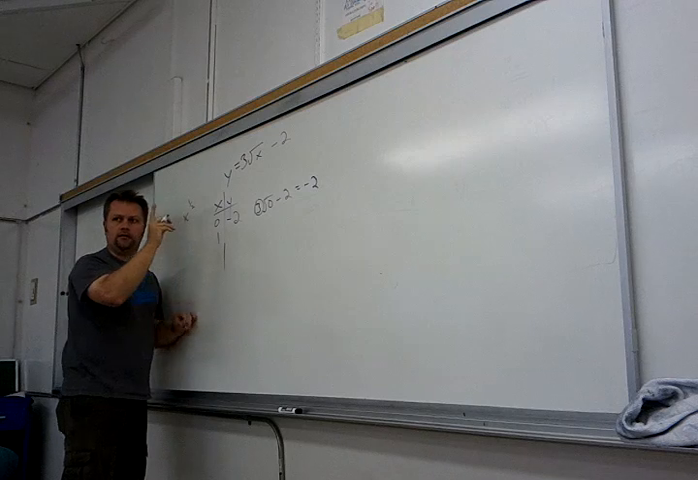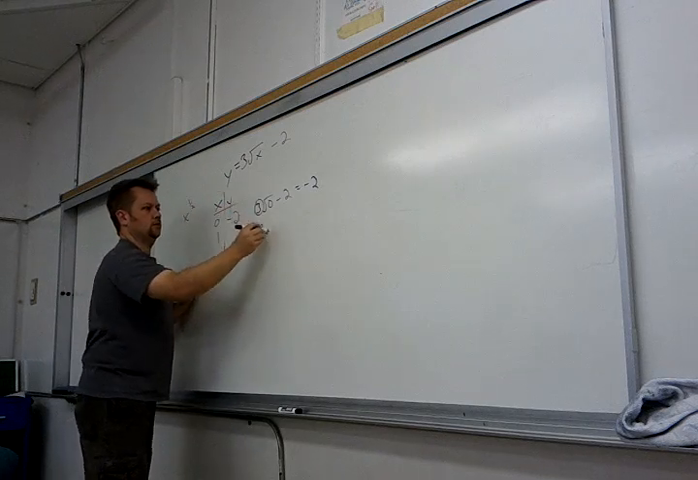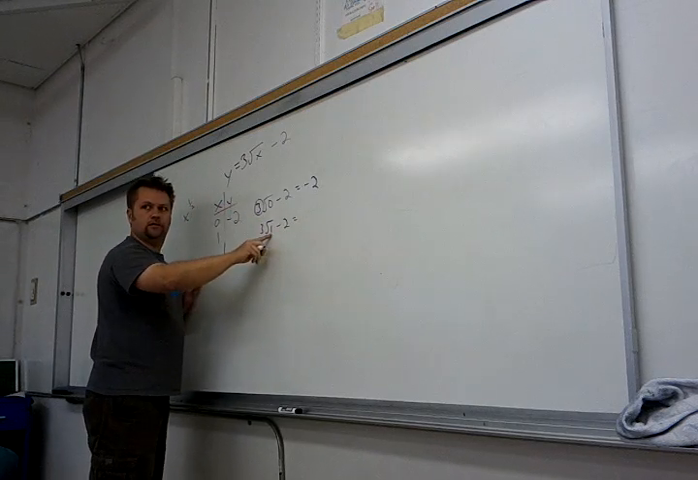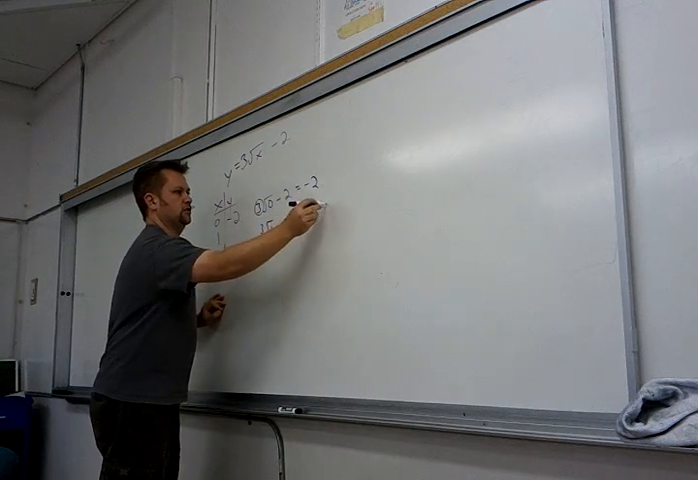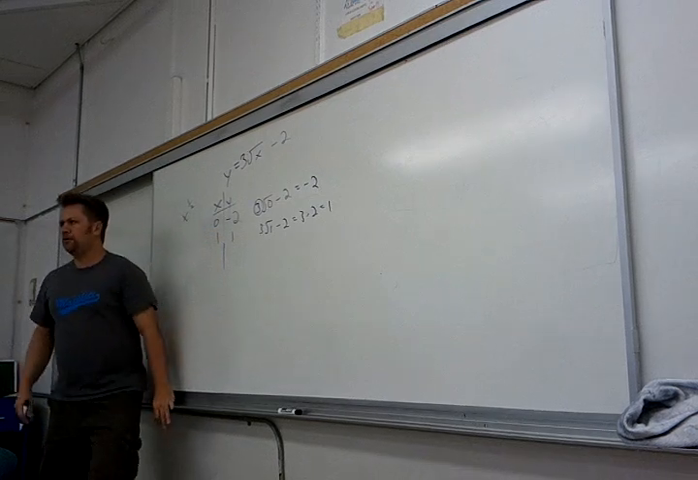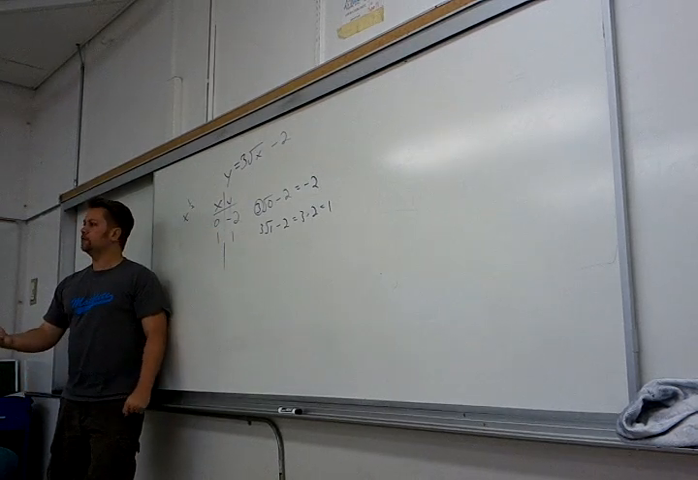I can plug a 1 in. So what's 3 square root of 1 minus 2? Square root of 1 is 1, times 3 is 3, minus 2 is 1. I'm not going too fast here, am I? All I'm doing is plugging stuff in and then working it out.